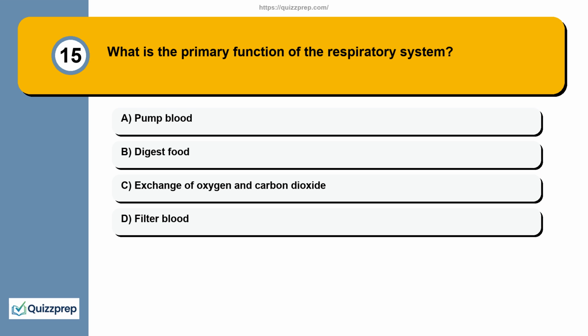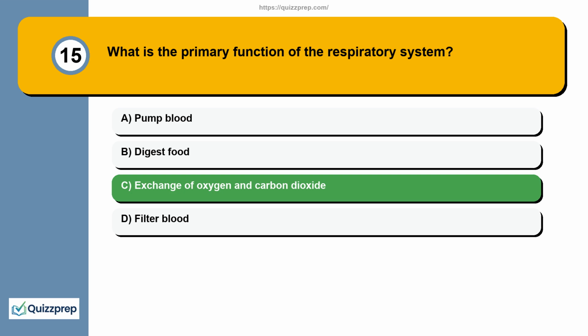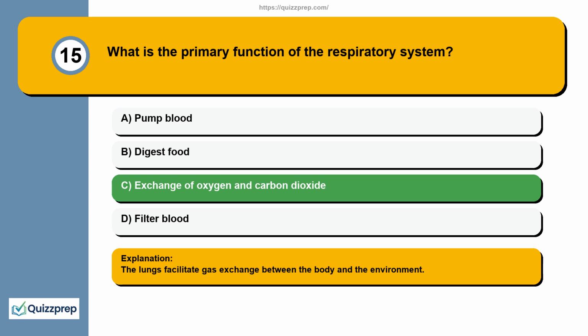Question 15. What is the primary function of the respiratory system? Here are your options. Option A, pump blood. Option B, digest food. Option C, exchange of oxygen and carbon dioxide. Option D, filter blood. The correct answer is option C, exchange of oxygen and carbon dioxide. Explanation: the lungs facilitate gas exchange between the body and the environment.